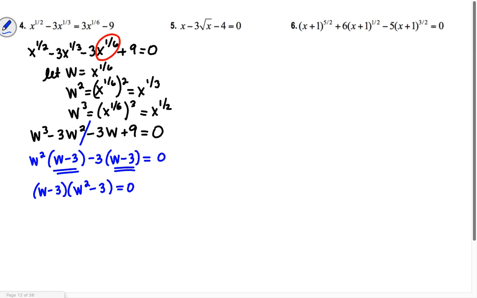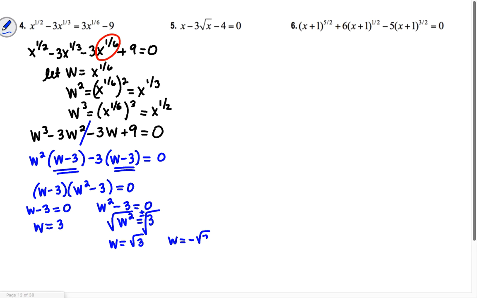W squared minus 3 is not the difference of two squares, right? 3 is not a perfect square. So let's set each one equal to 0 and solve. The first one gives me w equals 3. The second one, when I add the 3 over and take the square root, I remember my plus or minus, I get w equals the square root of 3, and w equals negative square root of 3. You guys still kind of understand? See it?